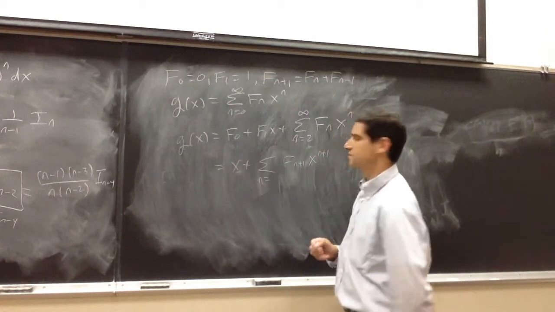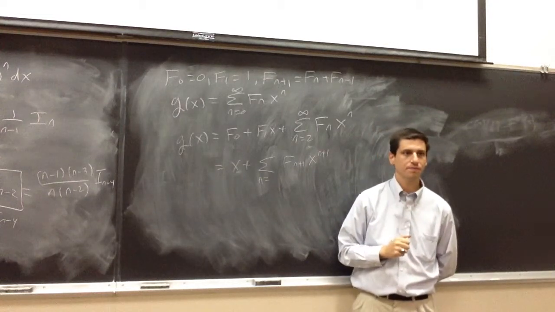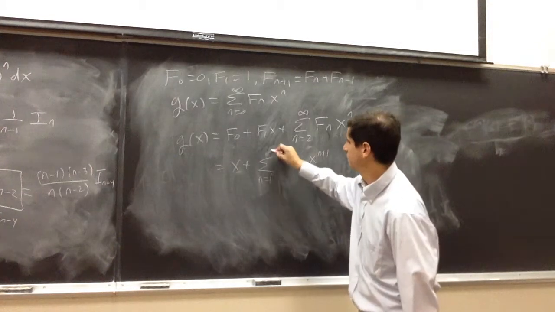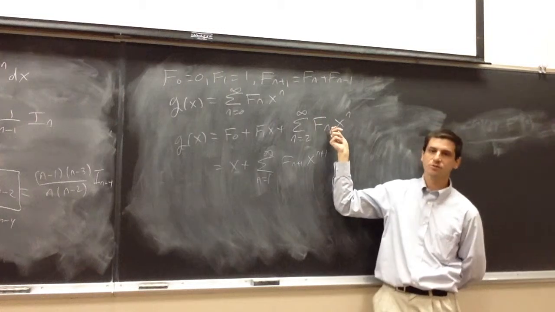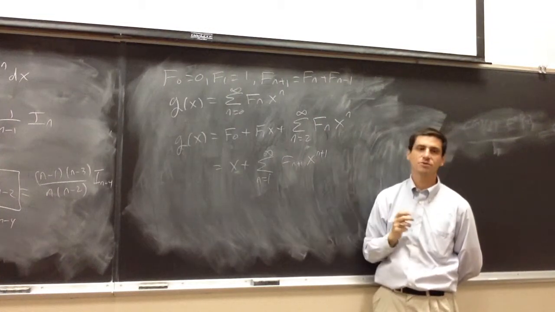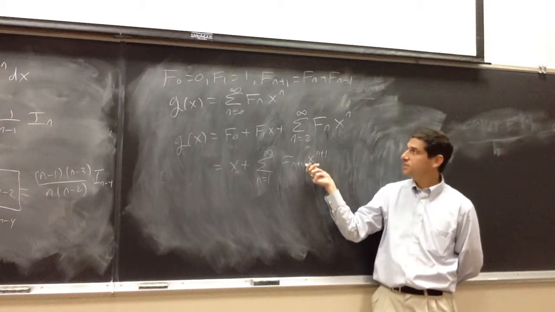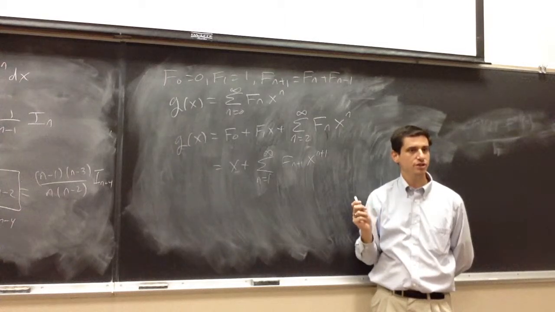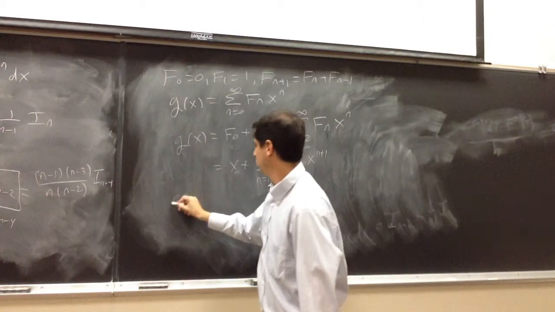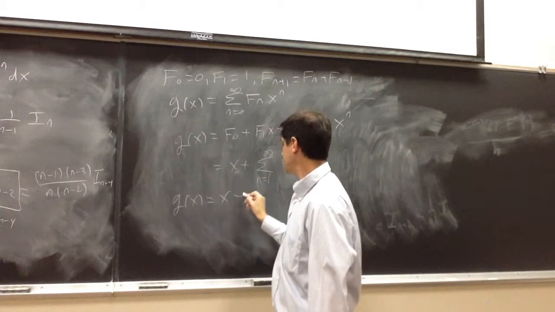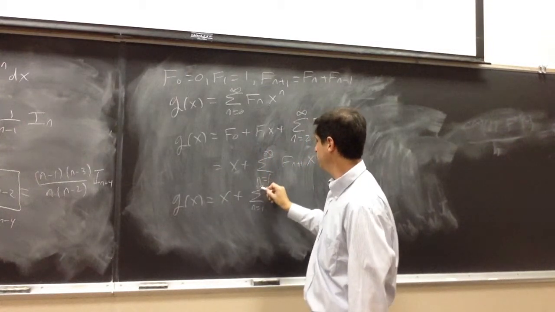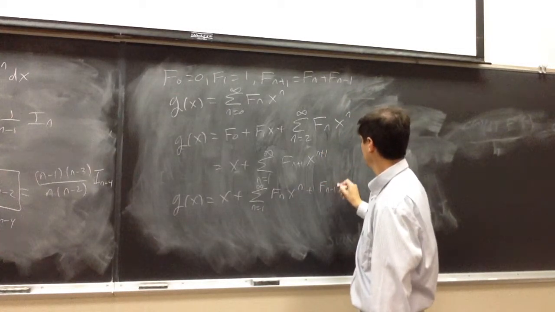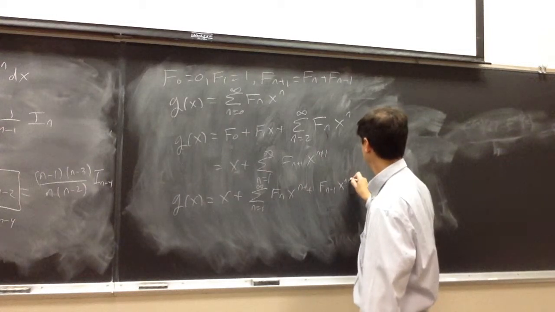And now, what is my range of summation for n? n goes from what to what? 1 to infinity. So before I summed from 2 to infinity, I had a subscript of n. I'm now summing from 1 to infinity, and I have a subscript of n plus 1. Why am I doing this? Because I know F_{n+1} in terms of the previous ones. I'm going to get an expression for g in terms of itself. And we get g of x is x, plus now I have a sum from 1 to infinity of F_n x to the n plus 1 plus F_{n-1} x to the n plus 1.